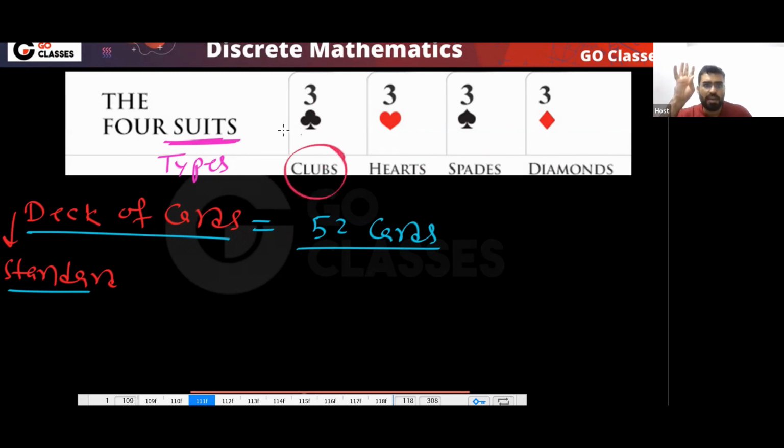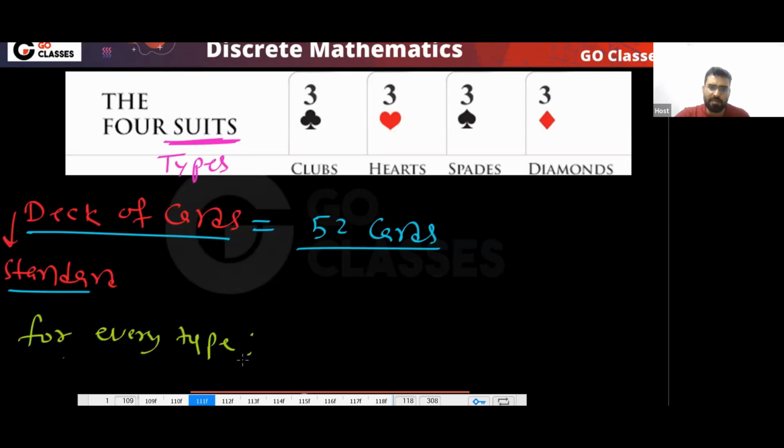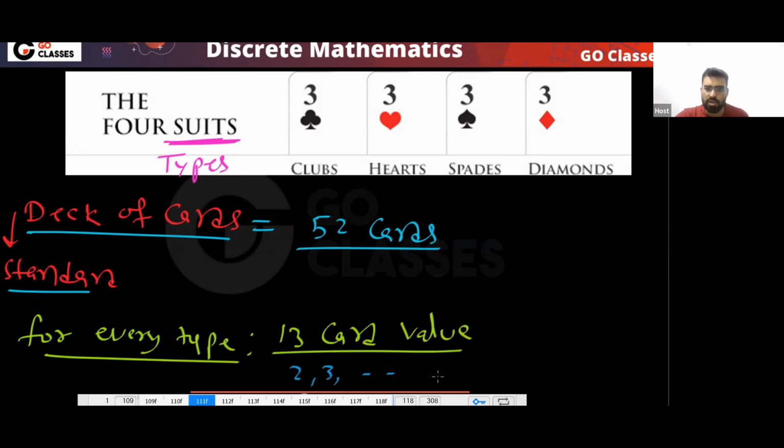For every type we have 13 cards, 13 card values. These card values are normally from 2, 3, and so on to 10, and then there is jack, queen, king, and ace. So finally you can notice that there are 52 cards. If you calculate, there are 4 types, for each type there are 13 cards, so total 52.